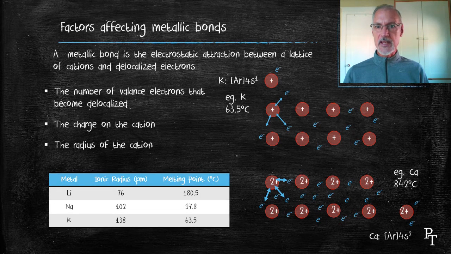Let's look a little bit more at potassium's family in the periodic table. As we move to smaller atoms like lithium, we can see that the electrostatic attraction is increasing, indicated by the higher melting point at 180 degrees Celsius.